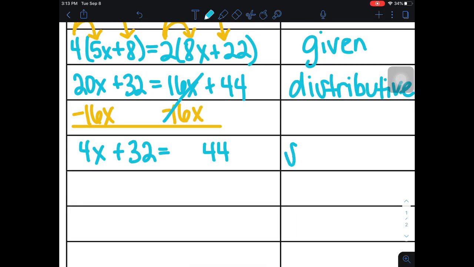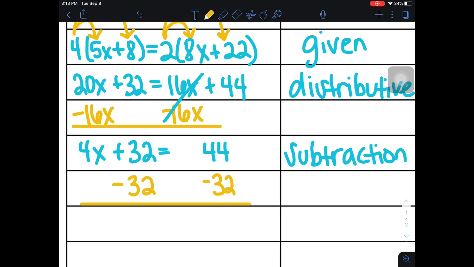How do we know that's true? Well, we use the subtraction property of equality. All right, next step. I see a plus 32, so I'm going to do minus 32 on both sides. Okay, and that's going to leave me with 4x. The 32s will zero out. 44 minus 32 is 12.